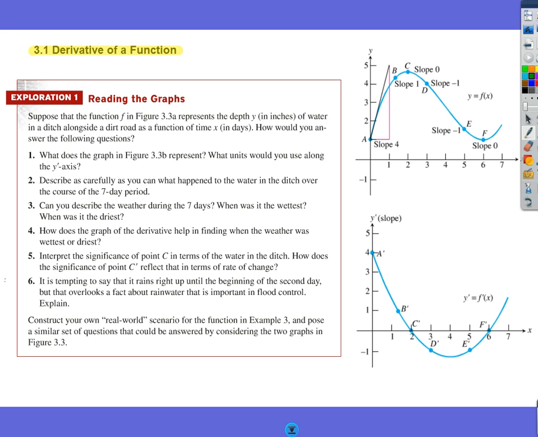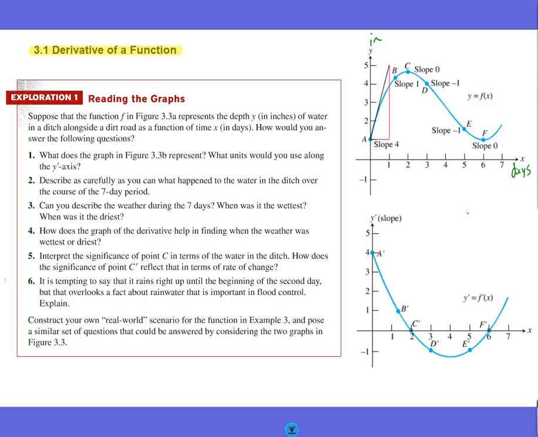It says, suppose that the function f in figure 3.3a, that's this figure here, represents the depth in inches of water in a ditch alongside a dirt road as a function of time in days. So this is in days. How would you answer the following questions? Number one says, what does the graph in figure 3.3b, this one down here, represent? What units would you use along the y-axis?